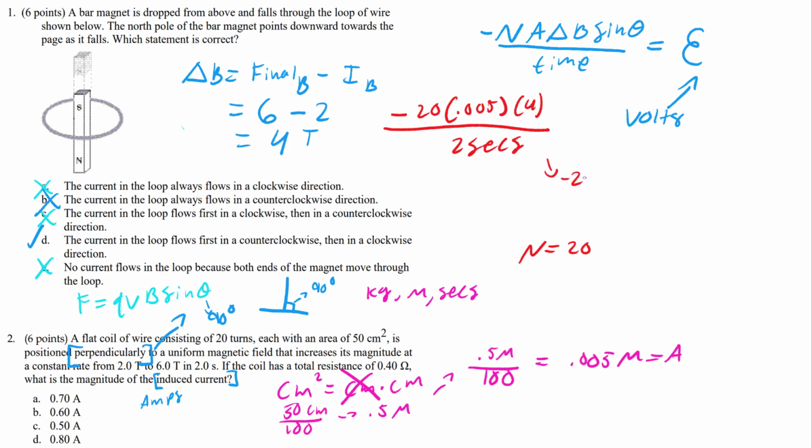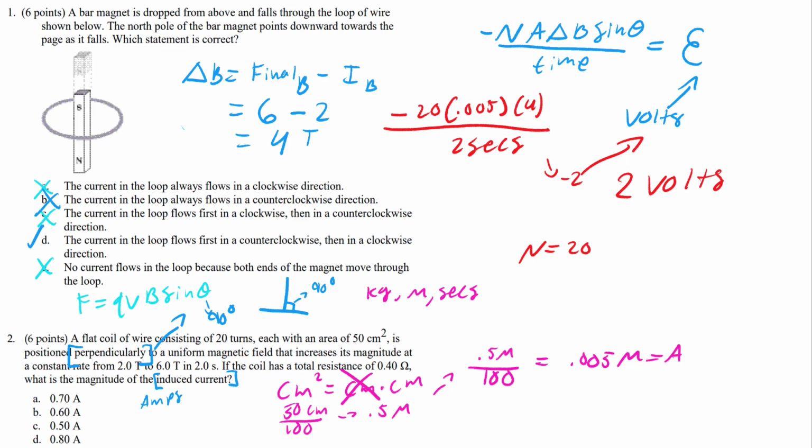But negative 2 what? Is it negative 2 current, negative 2 resistor, what? Well, we just solved for voltage. And so technically we have negative 2, or just 2 volts. Now that we have our volts, what can we do to find current?